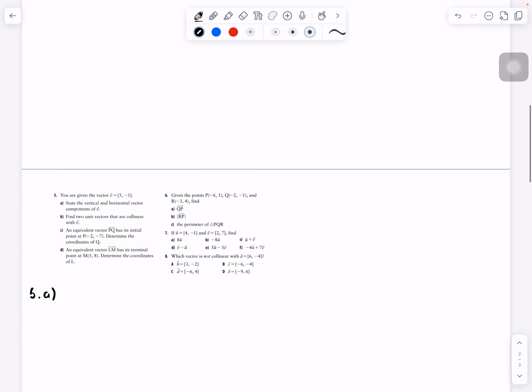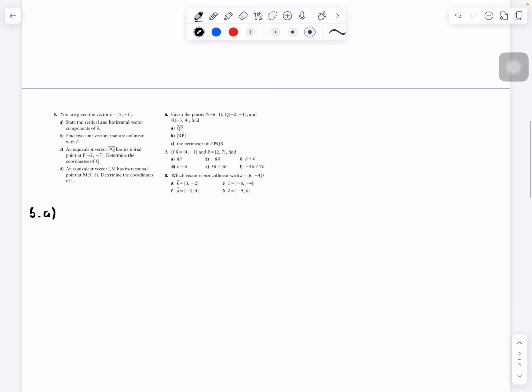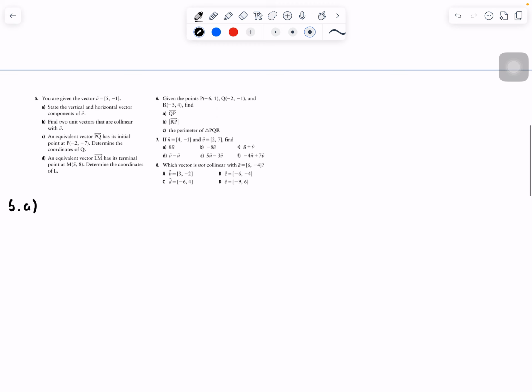So for this question, we're given the vector v = (5, -1), and we're asked to state its vertical and horizontal components. This is relatively easy. v of x would just be 5, and then v of y is just -1. Perfect.